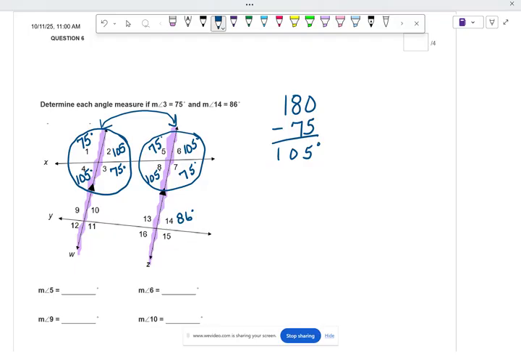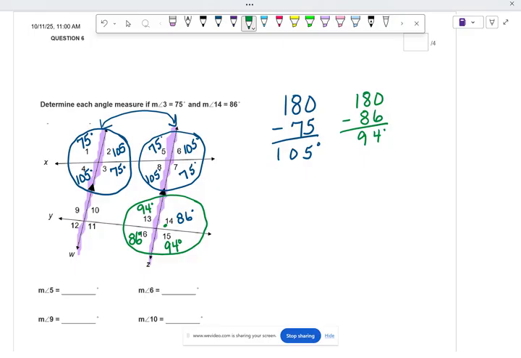All right, next, we are going to find this little cluster of angles, 13, 14, 15, and 16. We know that vertical angles are congruent. Since angle 14 is 86, that means angle 16 is also 86 degrees. To find the other 2 measurements, we subtract 180 minus 86, and that will leave us with 94 degrees. Angle 15 is 94 degrees. Angle 13 is 94 degrees.